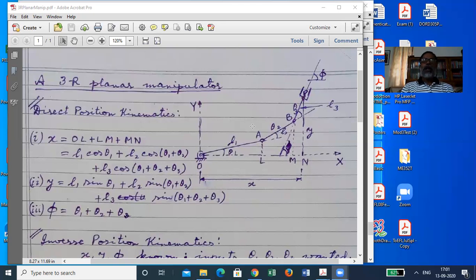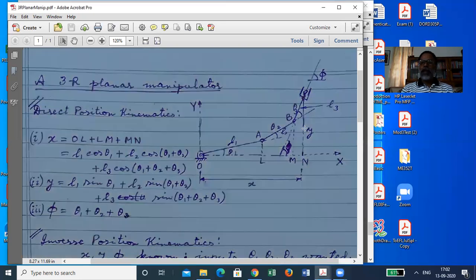So with theta1, theta2, theta3 known, to determine these three output coordinates, that is, where the hand is and how it is oriented, x, y, phi, that is the direct position kinematics problem. And that is very easy because you see, this x is OL plus LM plus MN. OL is the projection of the first link on the x-axis, LM is the projection of the second link, MN is the projection of the third link.